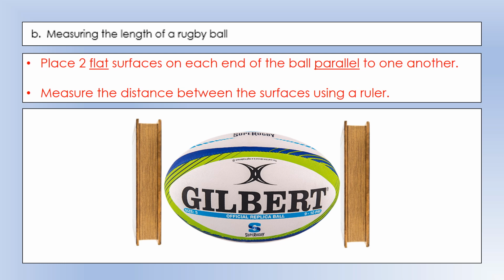I would place a book at each end of the rugby ball, for example, and then measure the distance between those books. The problem with a rugby ball is its surfaces are curved, which makes placing a ruler next to it very difficult. By having these flat surfaces, they make it much more straightforward.